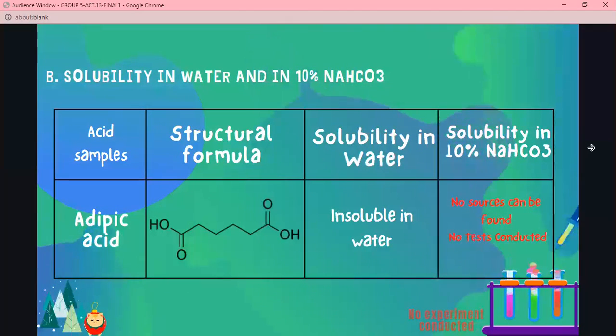And lastly, for adipic acid, its structural formula is presented on the screen, and it is insoluble in water. And still, no sources can be found regarding its solubility in sodium hydroxide.